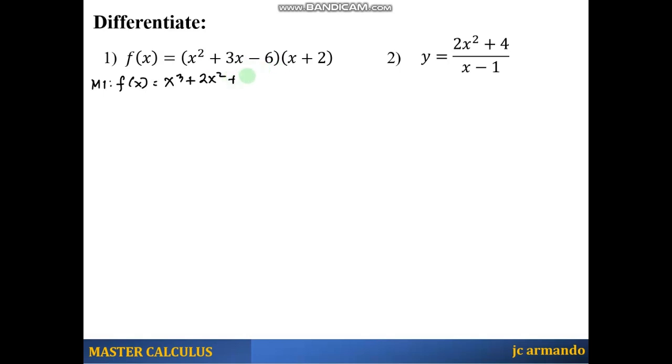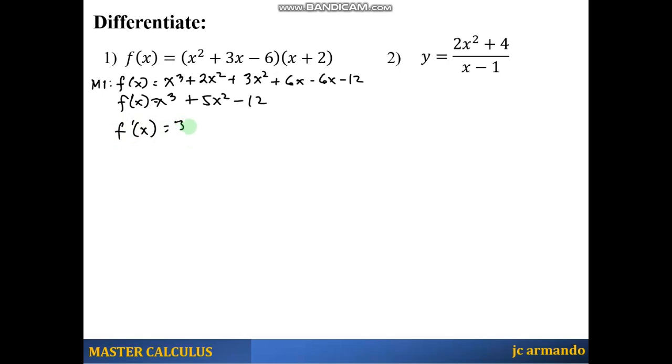3x times x, 3x squared. 3x times 2, 6x. Negative 6 times x, so negative 6x. Then negative 6 times 2, negative 12. So this becomes f of x equals x cubed plus 2x squared plus 3x squared, so 5x squared, 6x minus 6x is 0, then minus 12. So we can get f prime of x.